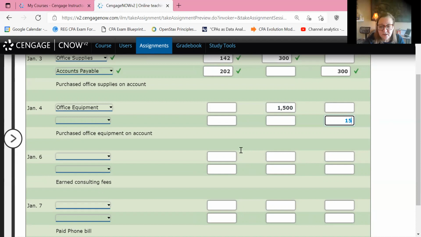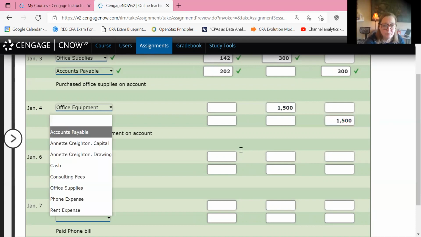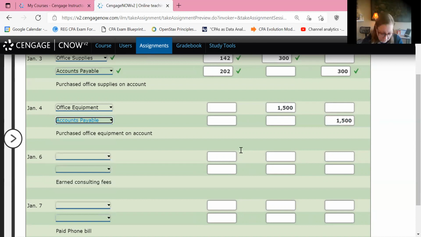The entry has a balance, so I'm going to put the $1,500 as a credit. And what am I doing? I'm not paying cash, but I'm going to pay for it later. That means accounts payable. Okay. So now I need some account numbers for office equipment. Looking at the chart of accounts, I see it's 181. For accounts payable, I see it's 202.